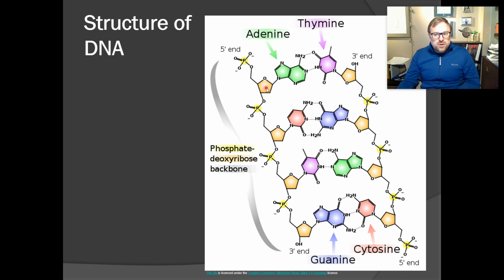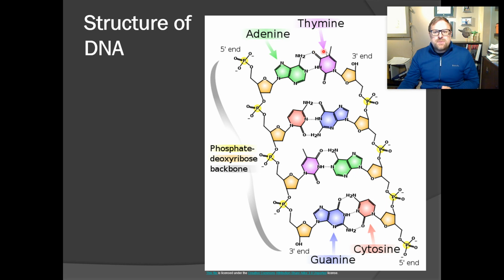Attached to the sugars are your nitrogen bases, and we've got our 4 representatives here. In this case, this is adenine in green, thymine in purple, guanine in blue, and cytosine in pinky red. Those nitrogen bases are attached to another nitrogen base, so we have paired nitrogen bases that sit together. What is super, super important as we go on is that adenine will always be paired with thymine.